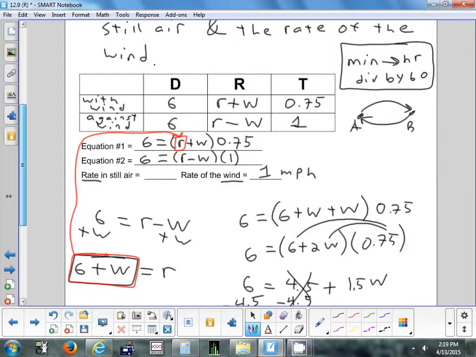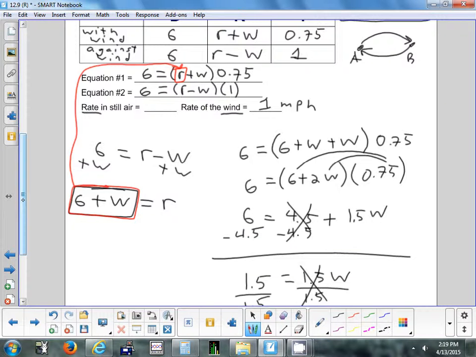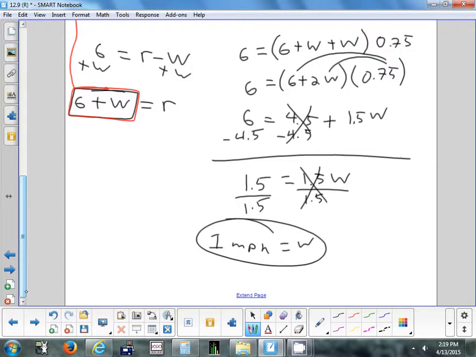Okay. Now they want to know the rate. How do we get the rate? Where are you going to plug it in for W? Good. Where do you plug in the 1? The top equation. Do you have an equation that has R by itself already? Yep. Why didn't we just fill in W to begin with to find R? Because we didn't know it. We didn't know it at first. Now we know it. Fill it in.